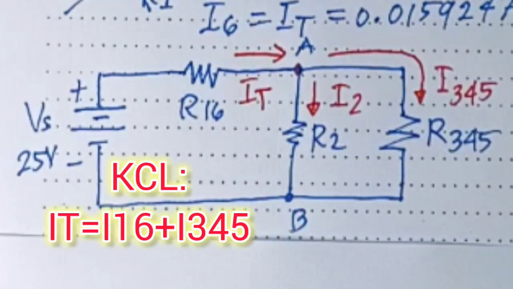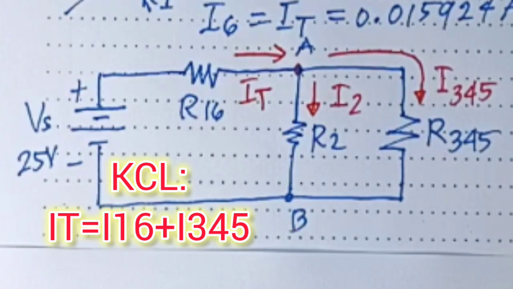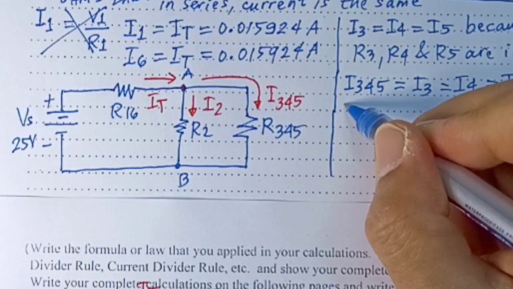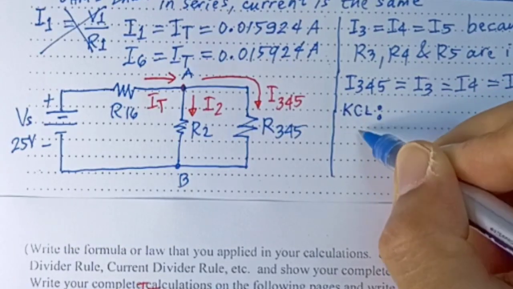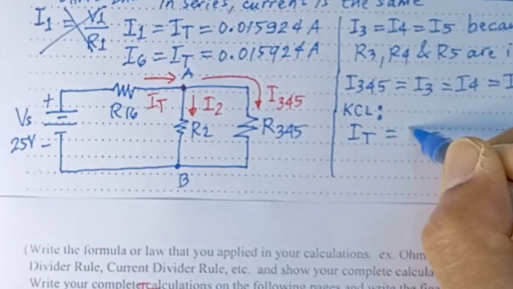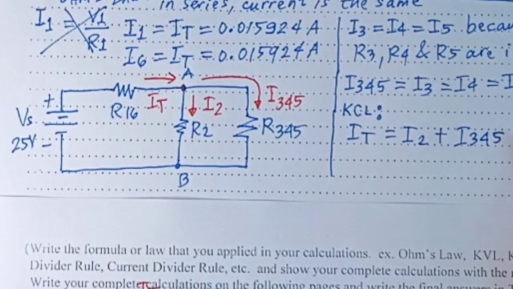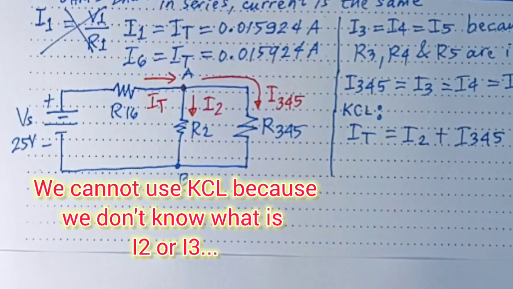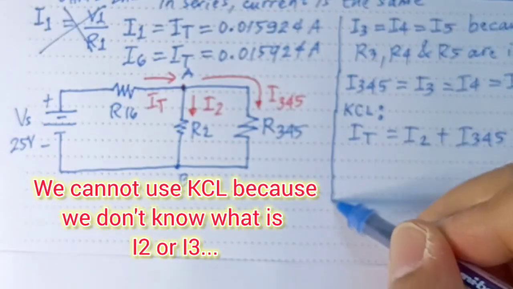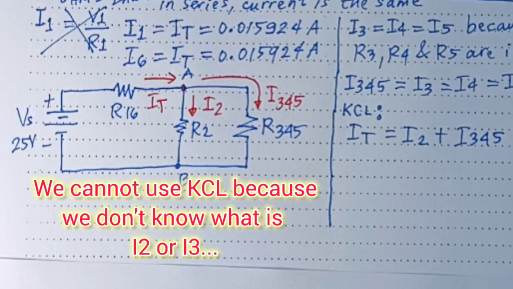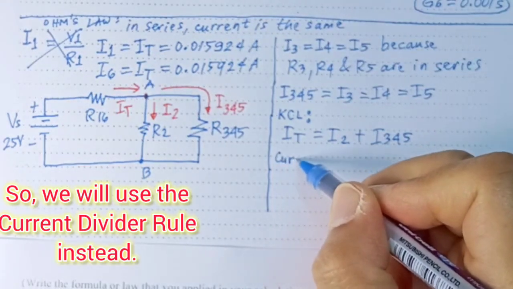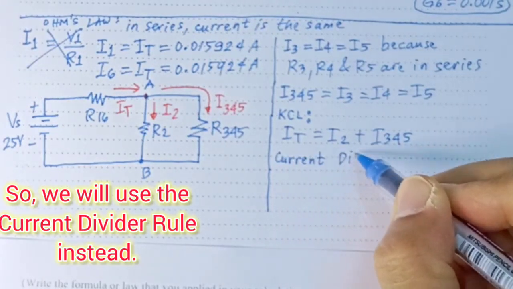We call it IT. Now take note, we have Kirchhoff's current law, where we can say that I2 plus I345 equals IT. So that's Kirchhoff's current law: I total equals the sum of I2 plus I345. And we also have another rule, which we call the current divider rule.